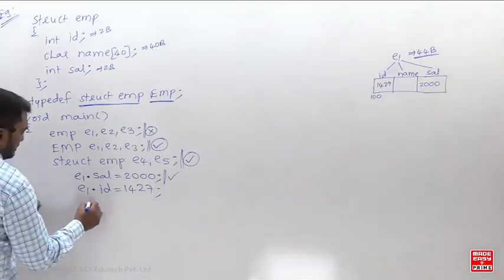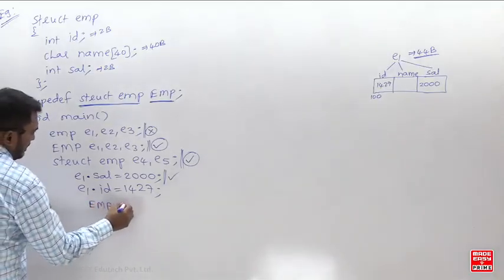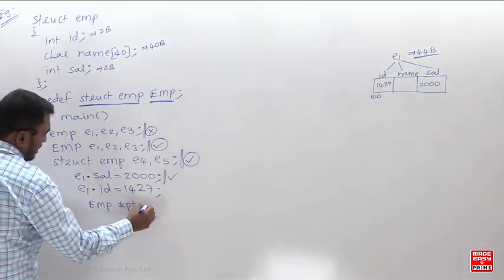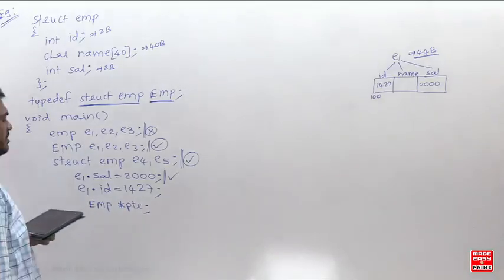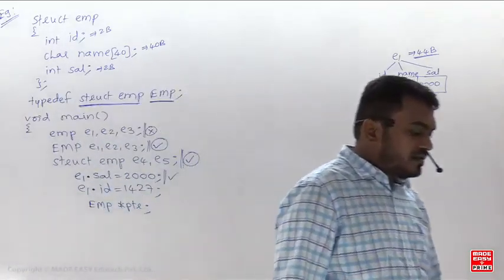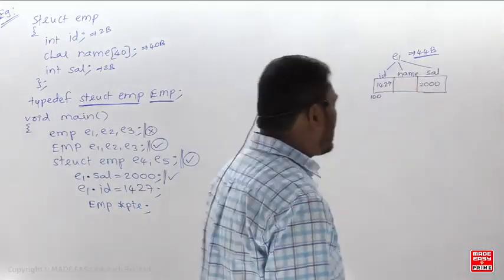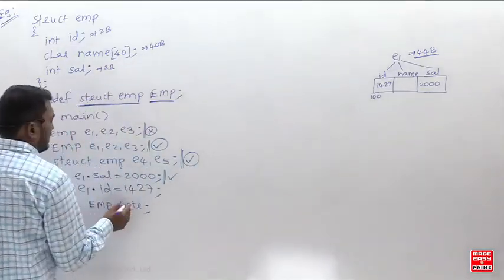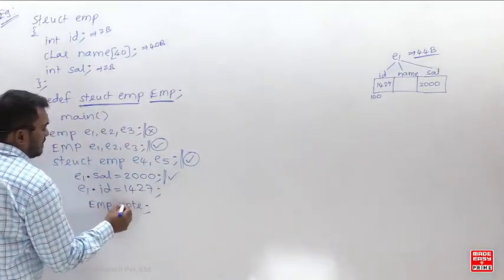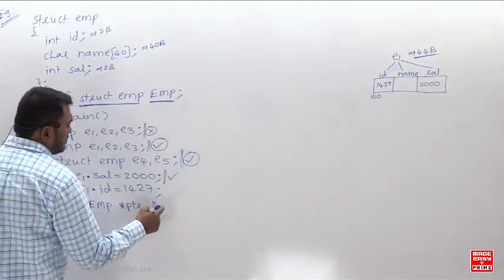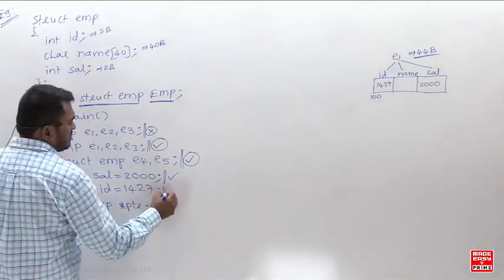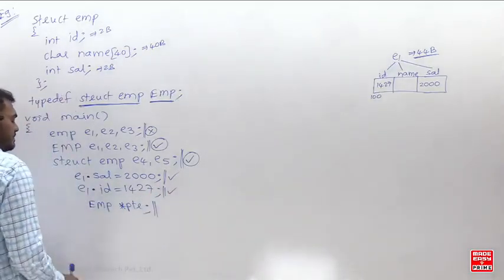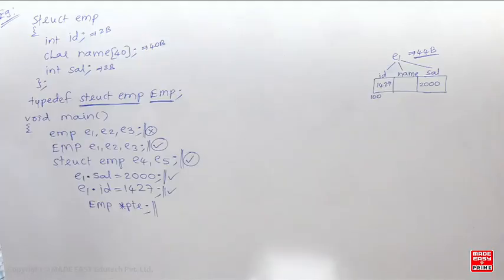So next, if I write EMP star PTR, now tell me, this is interesting. If I write like this, EMP star PTR, is this allowed or not allowed? First point. Okay, so this one is allowed. Right. Next, EMP star PTR, if I write this, is it allowed or not allowed?